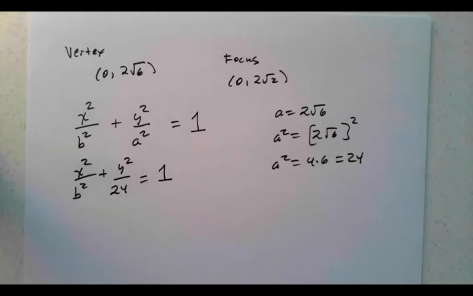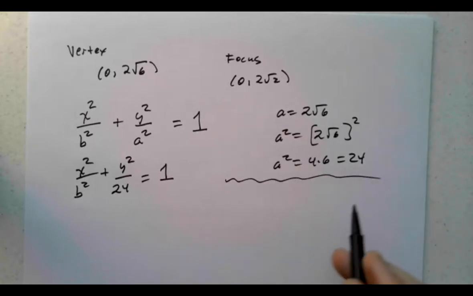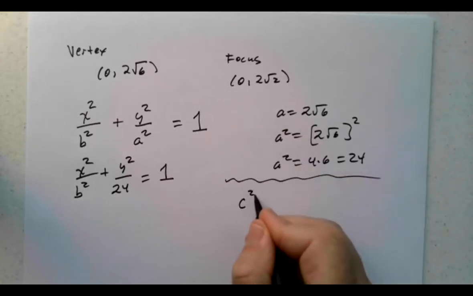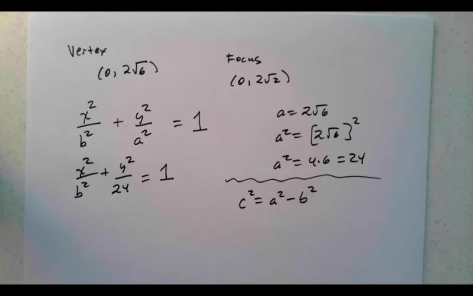equals 1. Now, what's our rule for the relationship between a, b, and c? c squared equals a squared minus b squared. c is the distance from the center to the focus. a squared is the larger denominator, b squared is the smaller denominator, which is why I knew that a squared had to be (2√6) squared. Since the vertex is on the y-axis, that's our major axis.